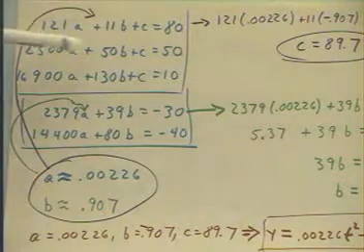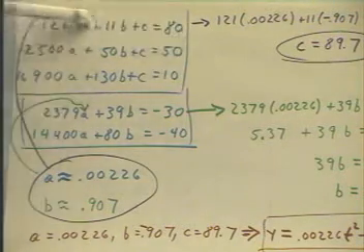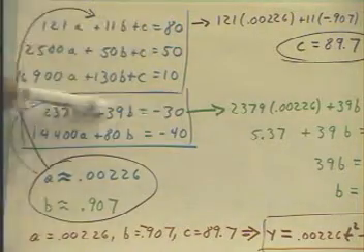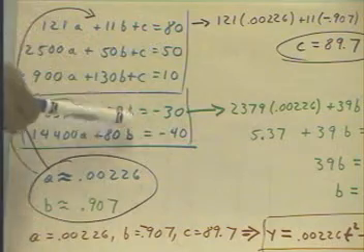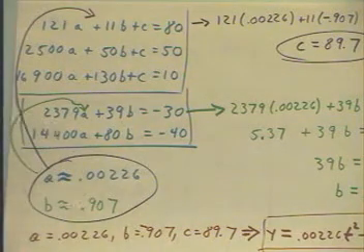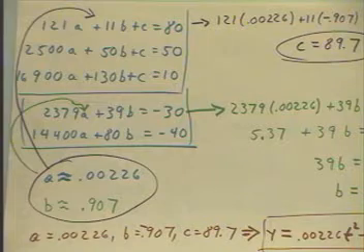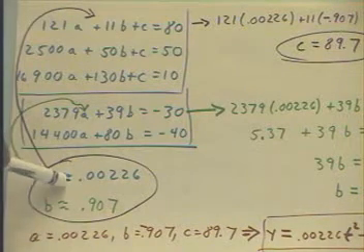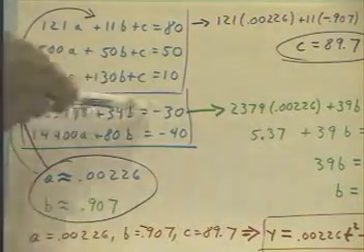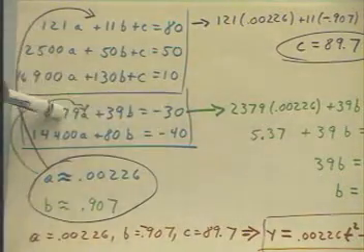Now we see that we recapitulate a little bit. Here's our original system. We eliminated C and we obtained this system, and then we eliminated B and we ended up with A approximately equal to 0.00226. We now take that value of A and substitute it back in to the first equation in our system of two equations.